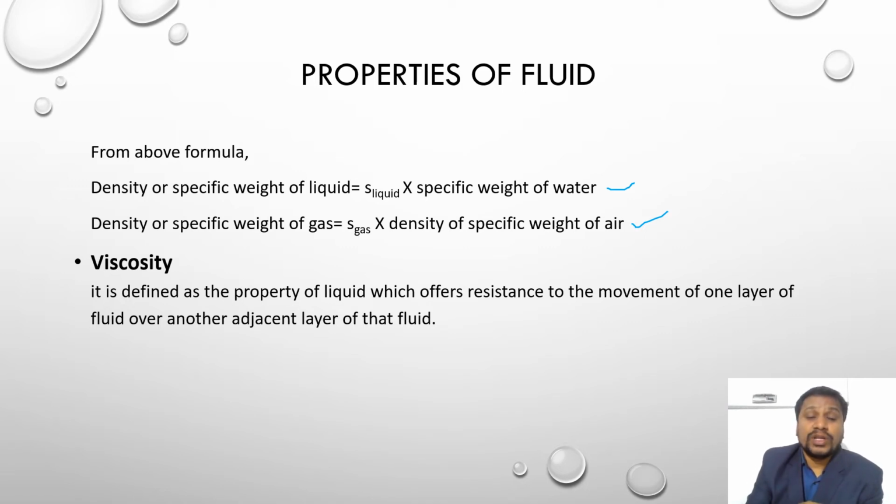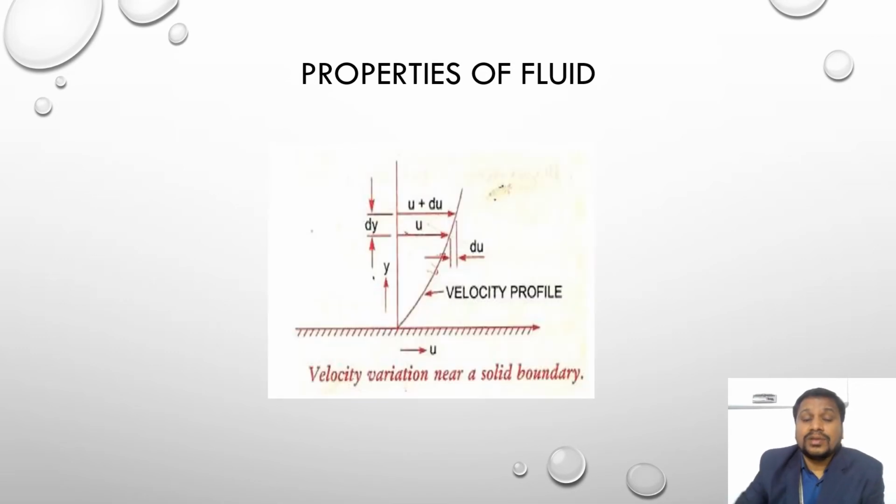Viscosity is a property of liquid which offers resistance to the movement of one layer of fluid over another layer of that fluid. So that is known as your viscosity. In the next slide, with the help of this graph, we can explain viscosity. There are two layers.